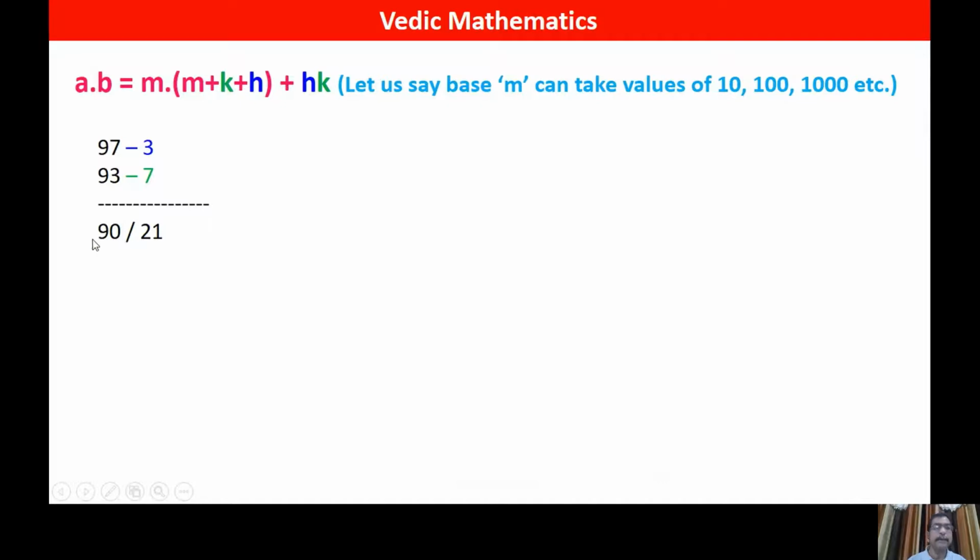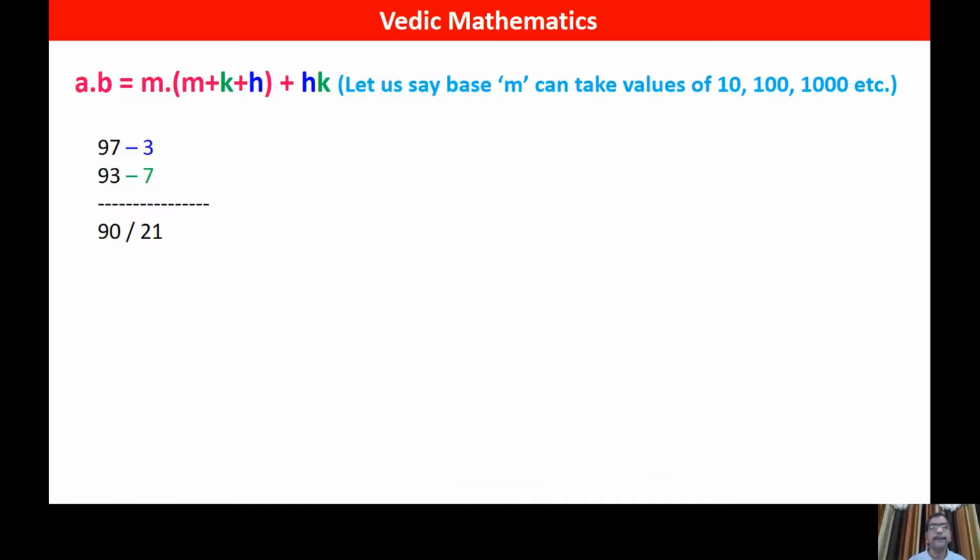90 is coming from here, where 100 minus 3 minus 7 gives 90. So this becomes 90, and this 90 will be multiplied by 100. So at the hundreds position you will have 90. Okay, and at the tens and ones position, what will happen? The multiplication of these two will go to the ones and tens position.